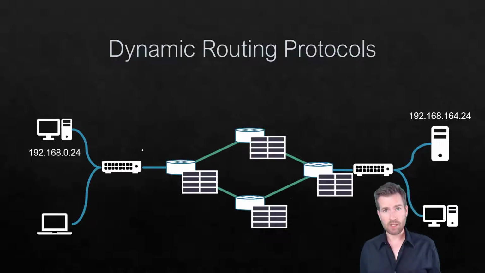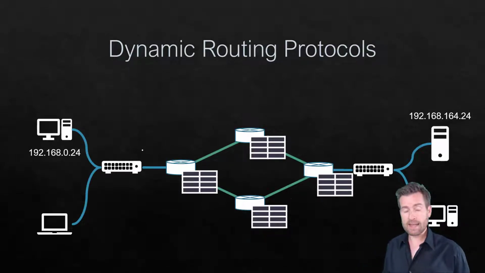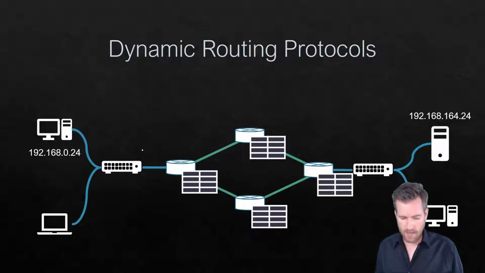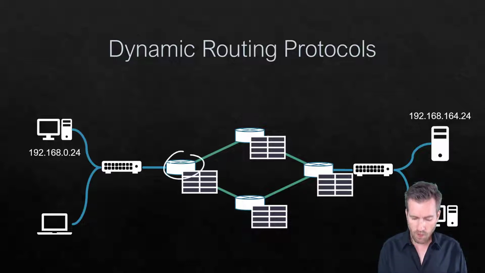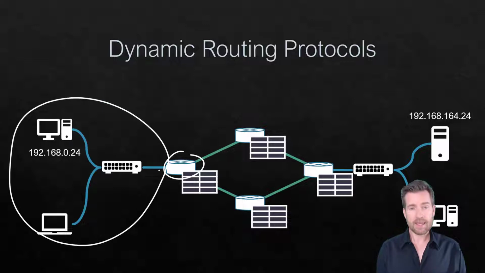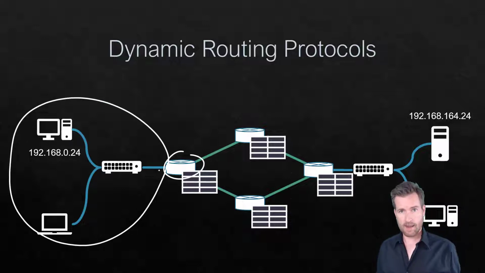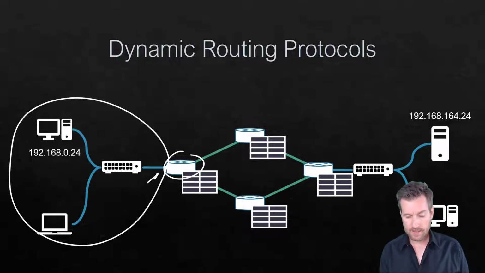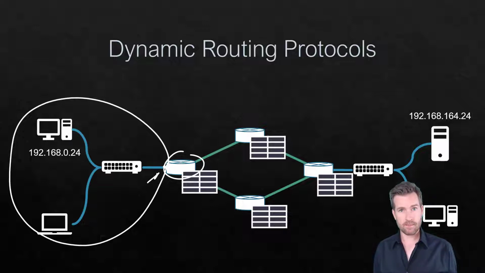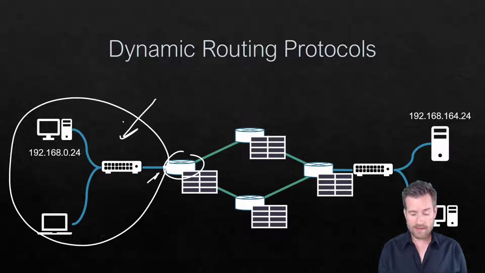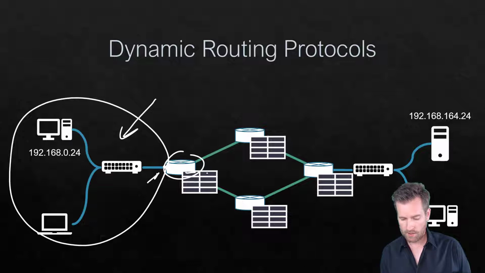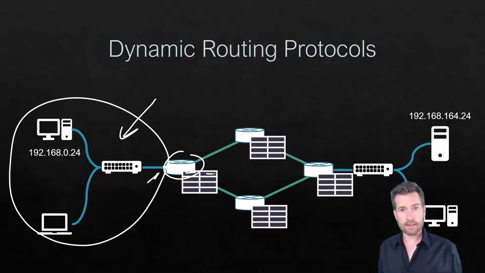Dynamic routing protocols is what routers use so they can discover remote networks. And so with this router right here, we know that this network is a directly connected network. And when you bring this interface up with an IP address and a subnet mask, then this network shows up in the routing table as a directly connected network.